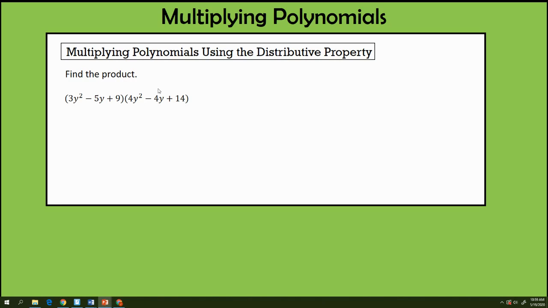Okay. Here's a trinomial times a trinomial. So same concept. We're going to take our first term of our first trinomial and we're going to multiply it by each of those in the second. Then we're going to take our middle term and multiply it by each of those. And then our last term and multiply it by each of those.